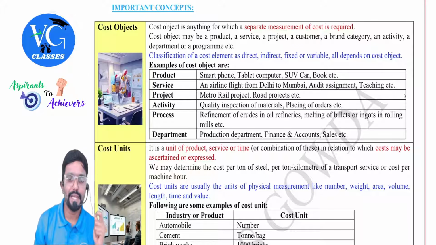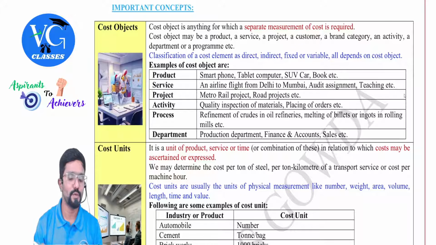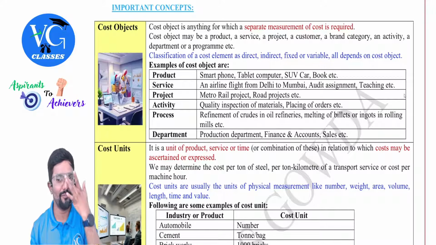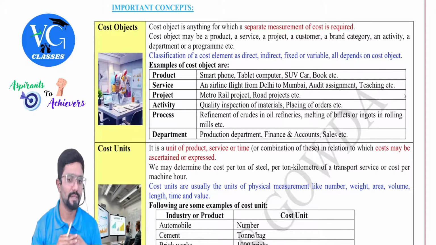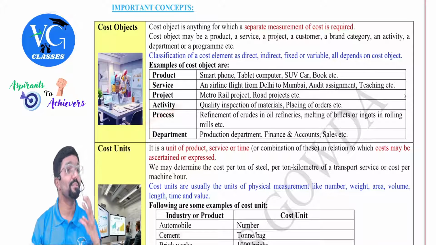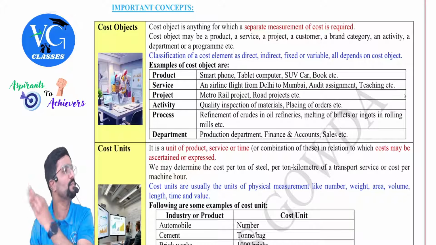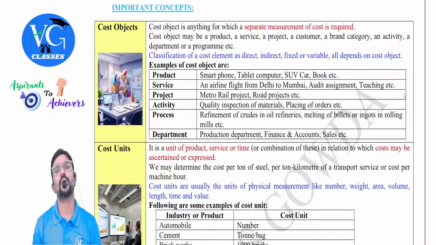Yes. Quality inspection of materials, placing of orders, etc. Process. Refinement of crudes in oil refineries, melting of billets or ingots in rolling mills, etc. Yes, this is the process. Now, in process costing, which is one of the methods of costing, what do we do? We will calculate the cost of completing each and every process. Yes, in that case, process is a cost object.